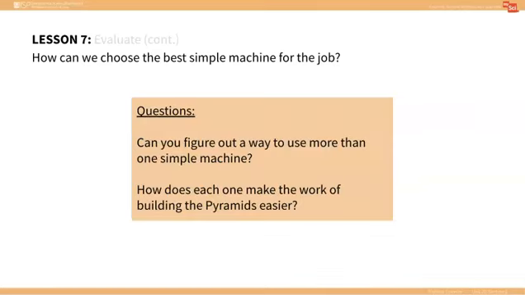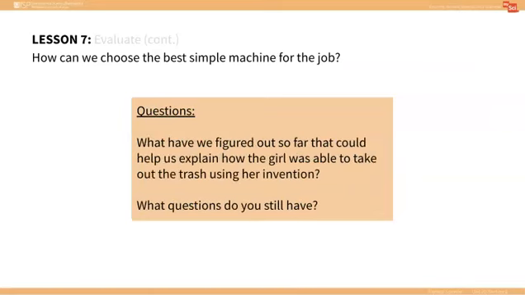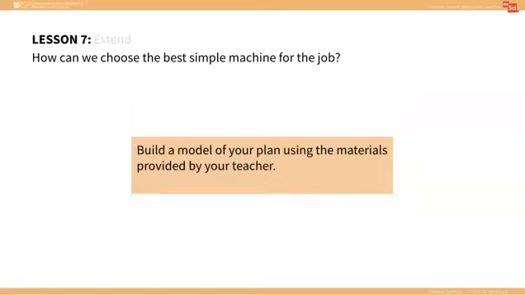Consider discussing these optional questions with the class. Tie back to the original unit phenomenon video from Lesson 1 and see how student thinking has changed. If you would like to extend this lesson, students can build models of their plans using the materials provided in the kit and additional materials such as cardboard that you would supply.